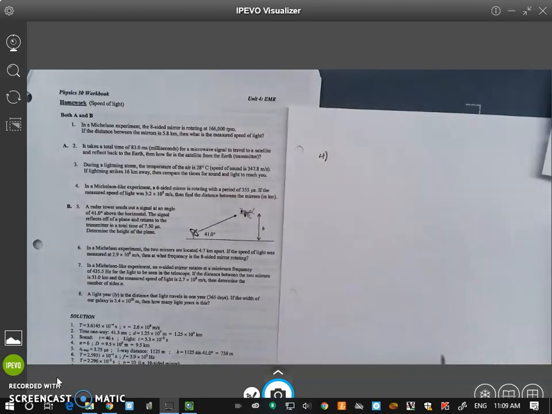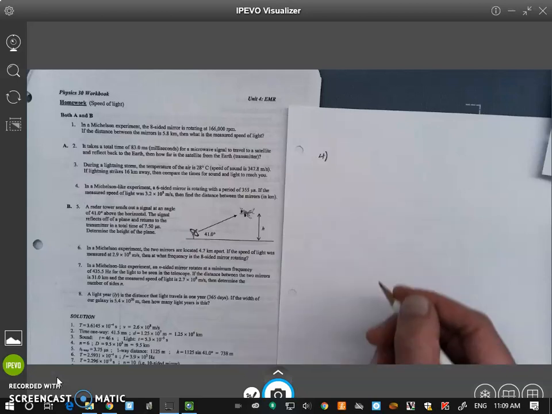Question number 4. In a Michelson-like experiment, a 6-sided mirror is rotating with a period of 355 microseconds. If the measured speed of light was 3.2 times 10 to the 8 meters per second, then find the distance between the mirrors in kilometers.